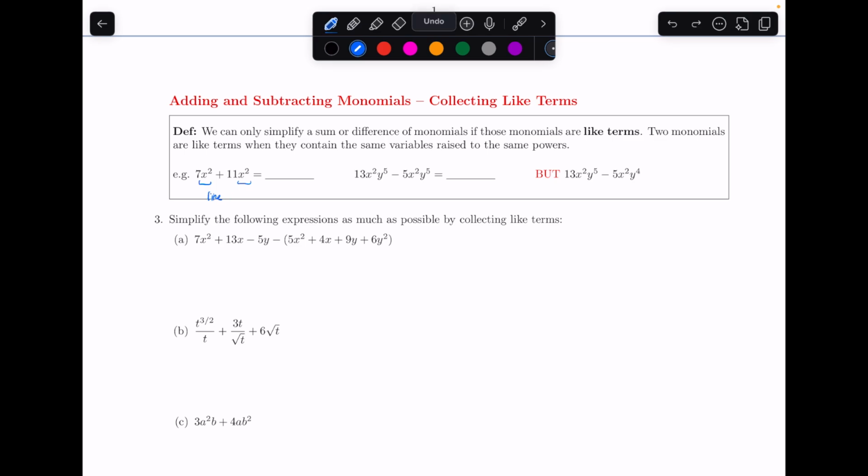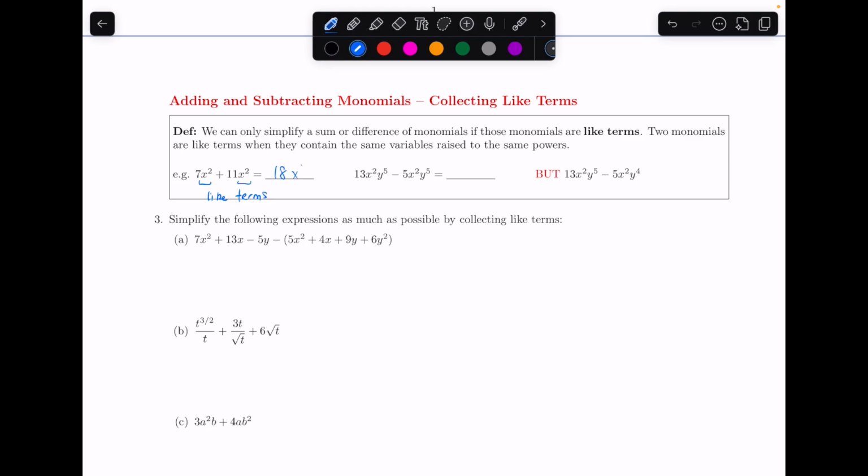Let me write that a little bit better. They are called like terms. Okay, and when I have like terms, I can think of this as, imagine I have 7 apples and then 11 apples, and I add them together. Well, now I have 18 of them. I have 18 of these x squareds.